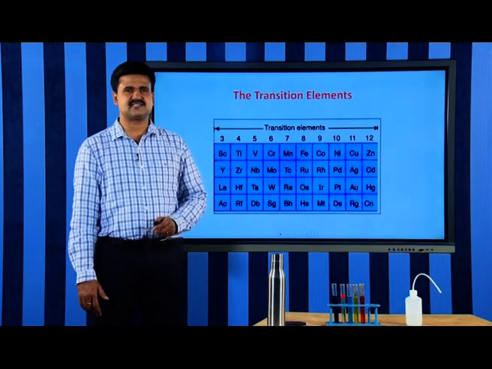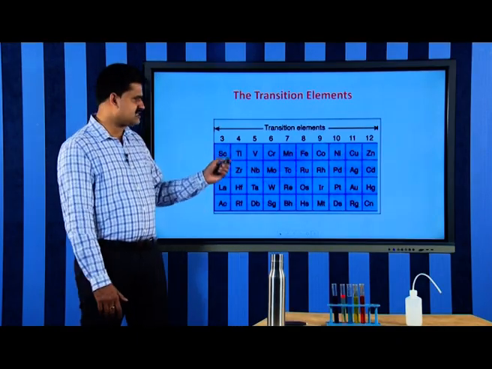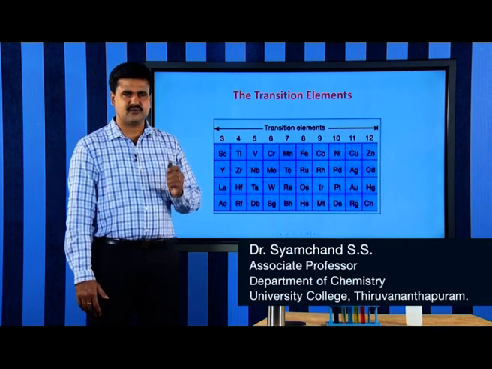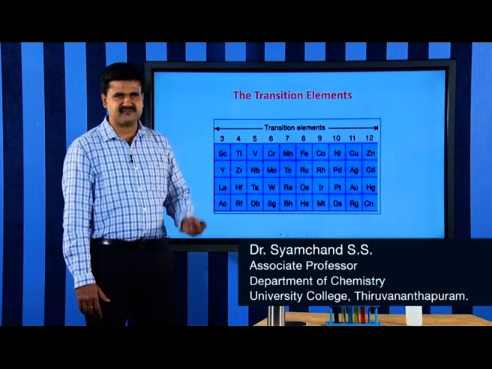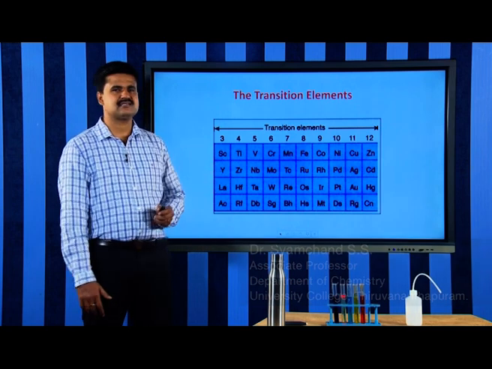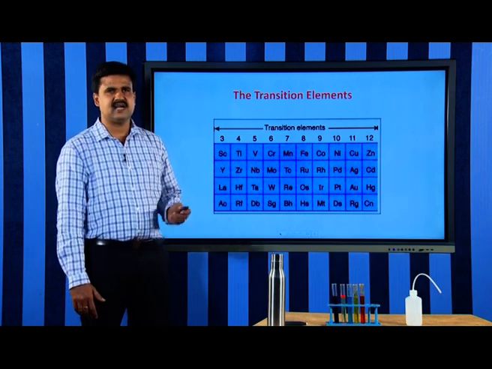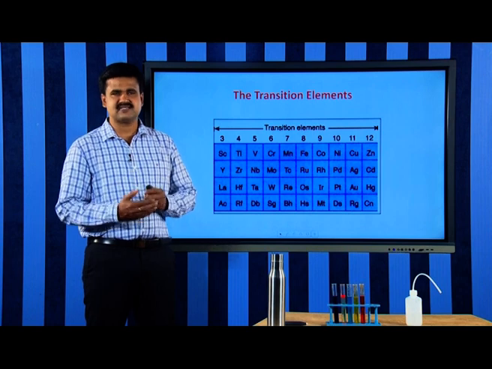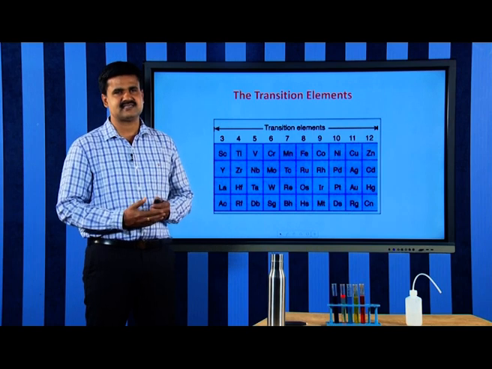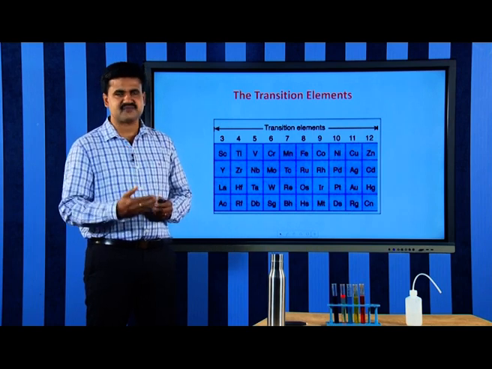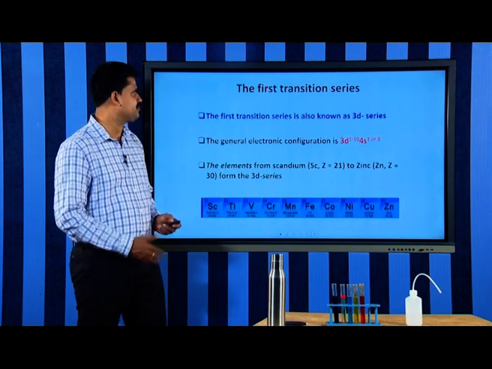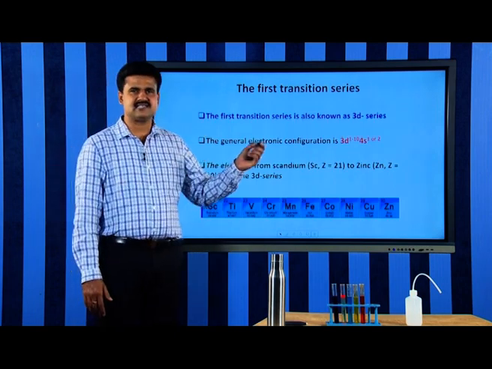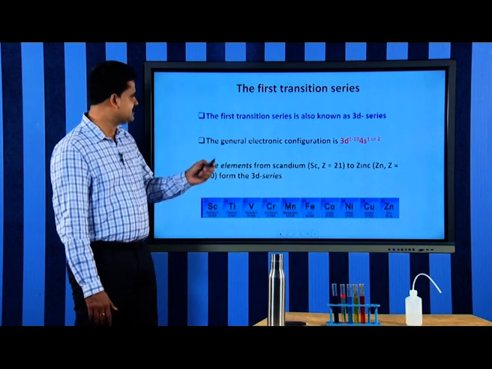These are the transition elements. These transition elements belong to 4 different series, as we are aware: 3d series, 4d series, 5d and 6d series, and in this module we are focusing on the chemistry of the 3d series, that is, the chemistry of elements of the first transition series. The first transition series is also known as the 3d series.